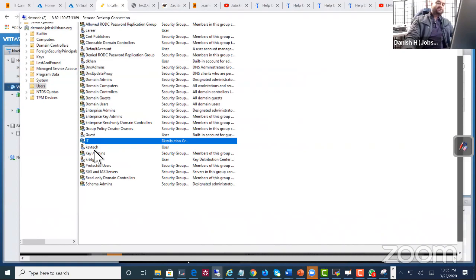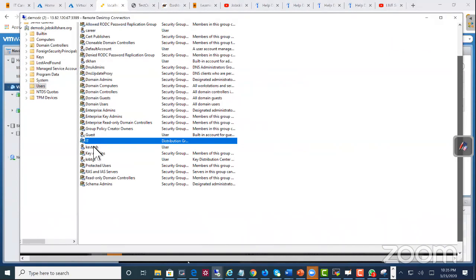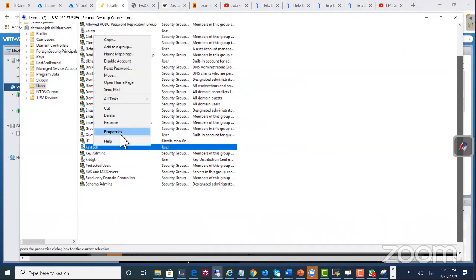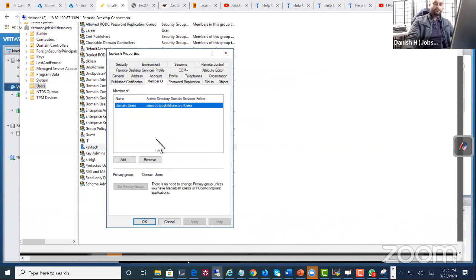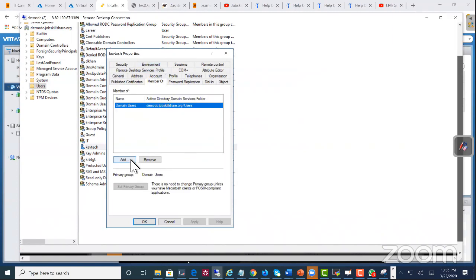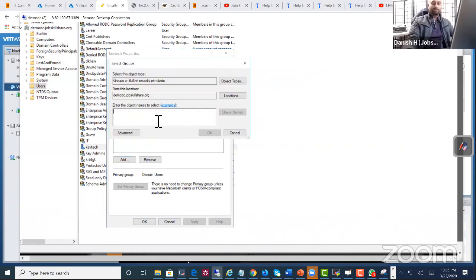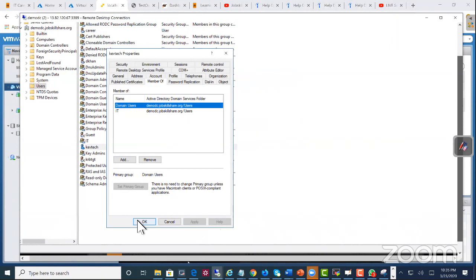And how do you add a person to a group? Right click, go to properties, and go to member of. And we will add a group. Is this the only way to add a person to a group? No. What's the other way?